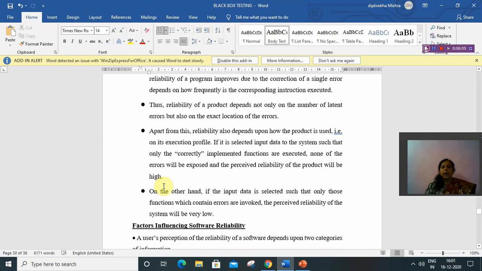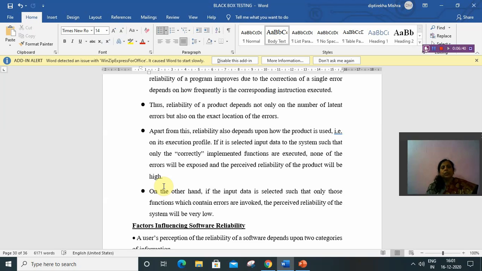Means in a large software we are executing only 10% of the code frequently, and that is the core code. If we remove a bug from the core code, that will increase the reliability. The 90% of the code that is the non-core part of the software, if we remove a bug from that, that will not increase reliability so much.